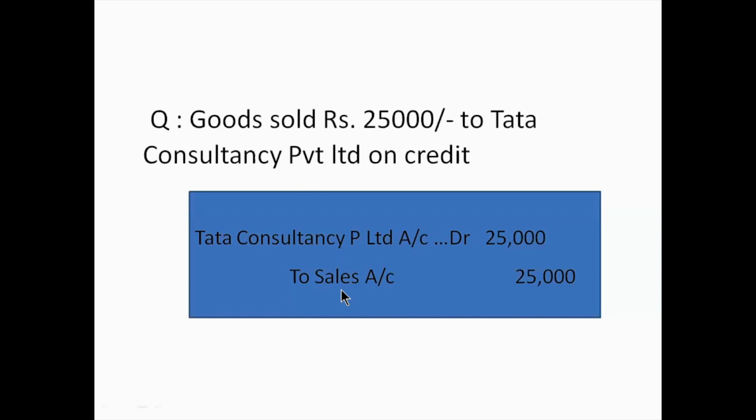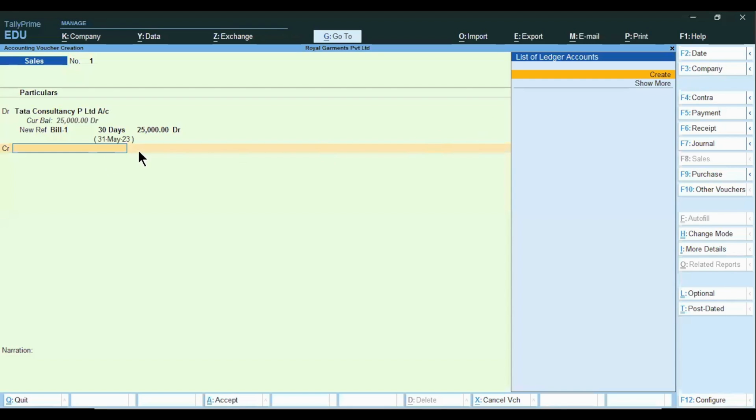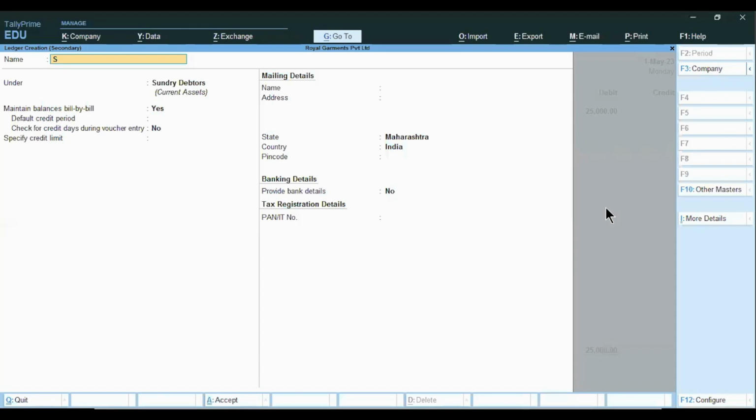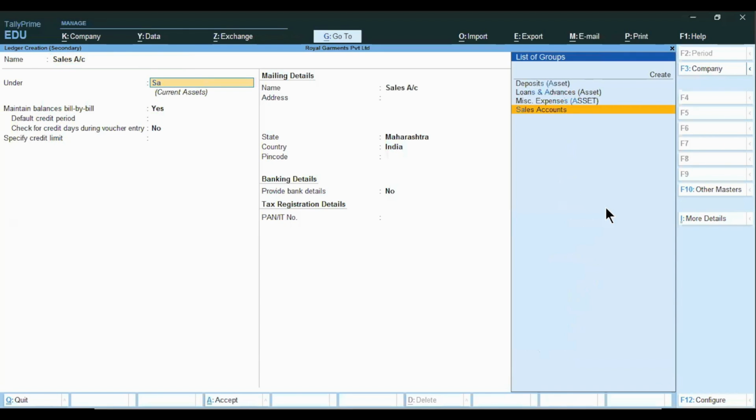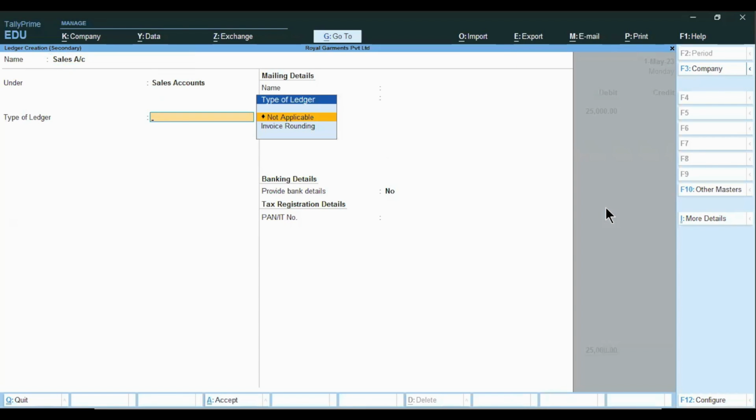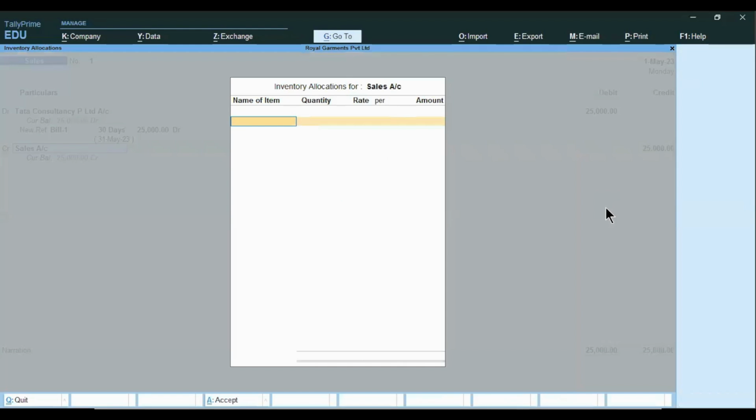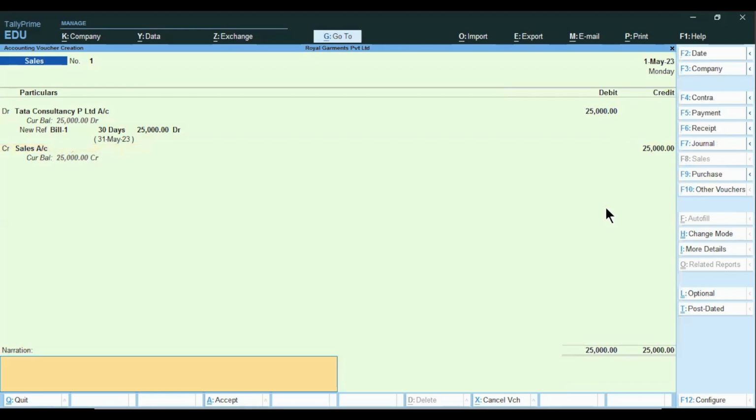Now we sold the goods, so sales account will be the credit part. Again, we don't have the sales ledger. Create sales account, which will be under sales account group, which is available, and rest of the things as it is. Enter, enter, being goods sold. Enter. This is how we can enter the sales transaction.